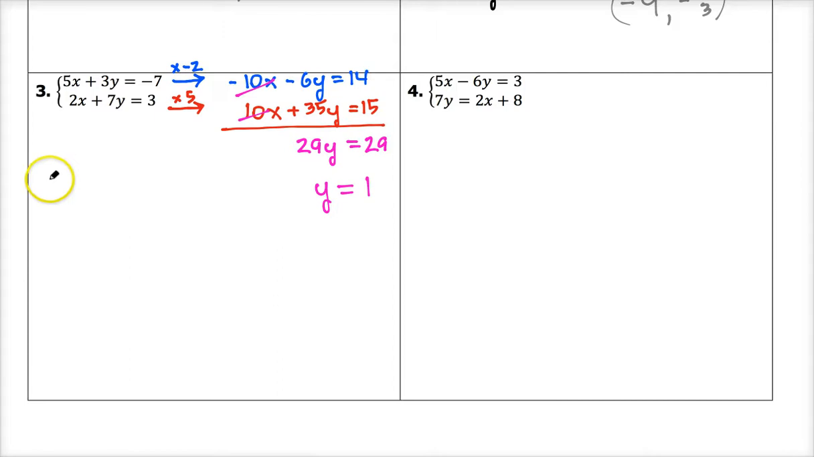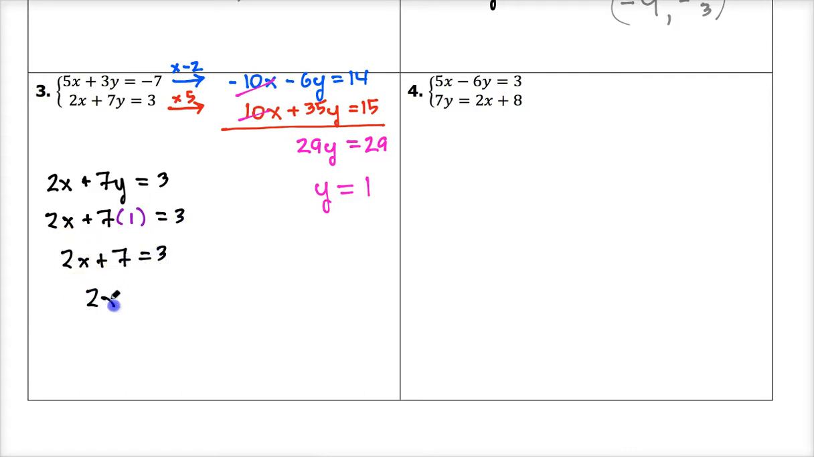I take one of my original equations, and now I substitute a 1 in for y. So if I use the bottom equation, that would be 2x plus 7 times 1 equals 3. So I get 2x plus 7 equals 3. 2x would be negative 4 then, and x would be negative 2. So this ordered pair is negative 2, 1.